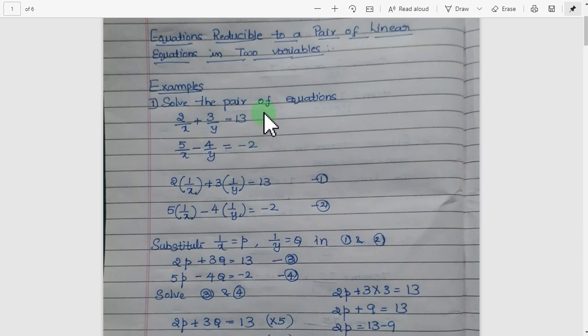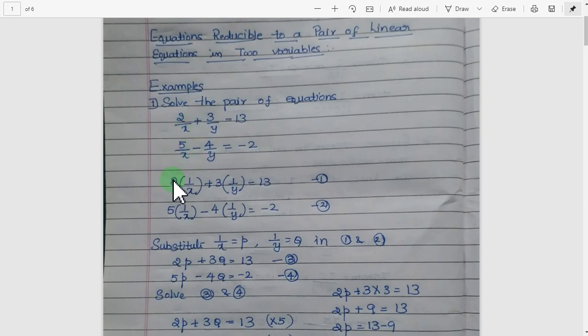You have learnt the elimination method. In that, this equation is not in that form. To apply the elimination method, this equation is not in the linear equation form. So we are reducing this into a pair of linear equations in two variables. So here, these two equations are the given equations.